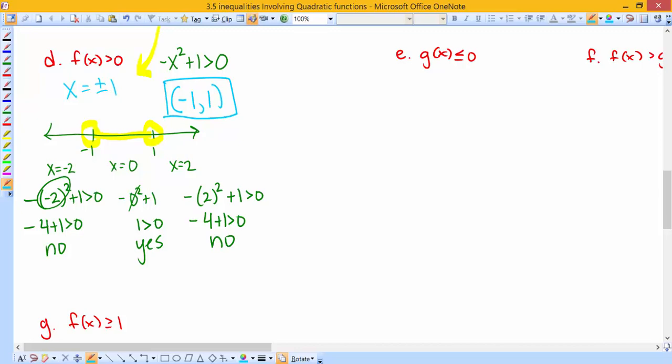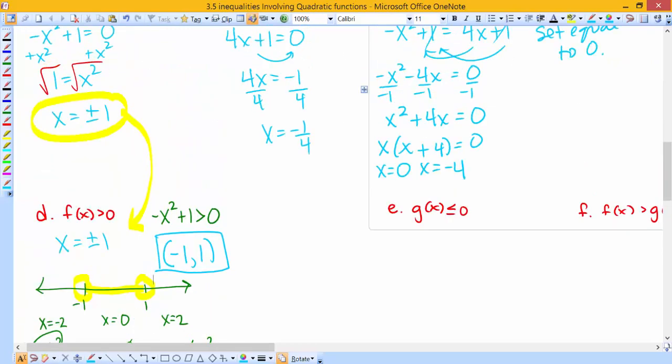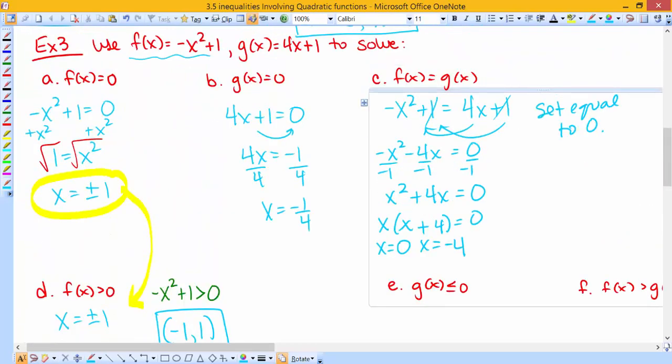Now we're done with D. And then we're going to move on to E and F and then G. E, we've already solved that. This is 4x plus 1 is less than or equal to 0.